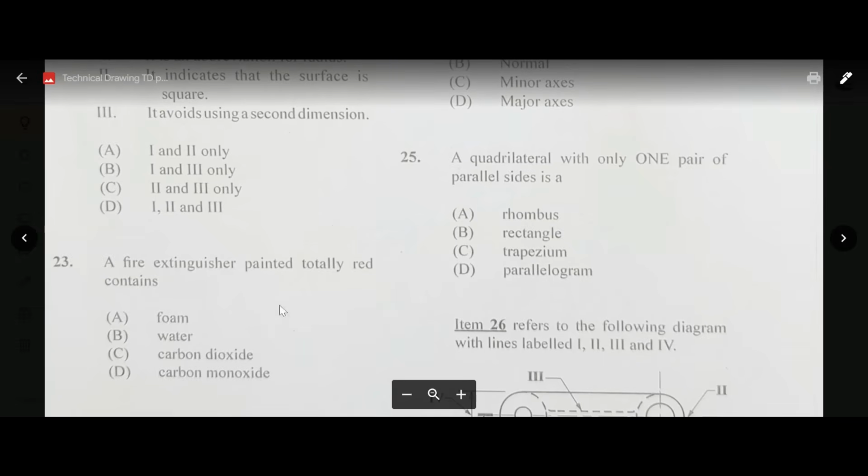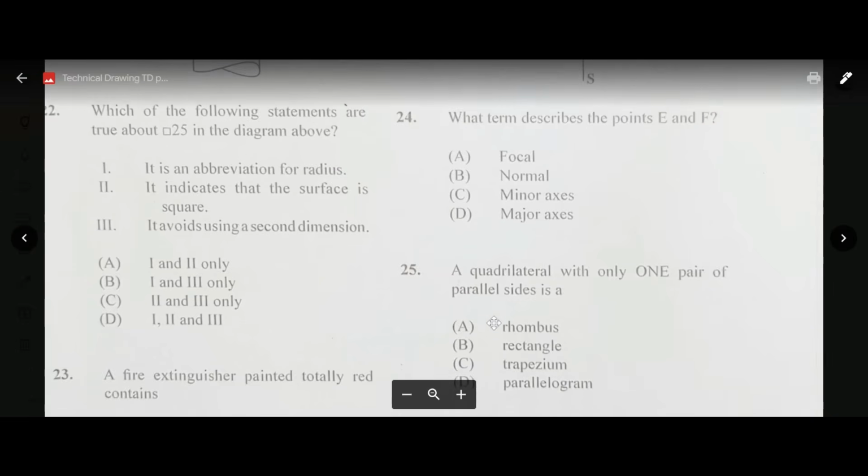Number 23, a fire extinguisher painted totally red contains water. A fire extinguisher painted totally red contains water. So number 23 is B.